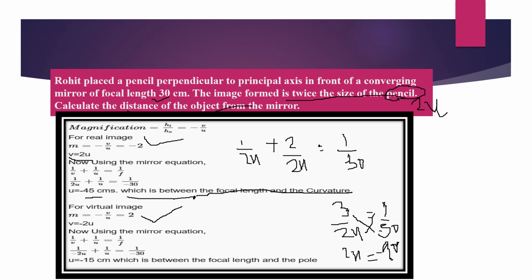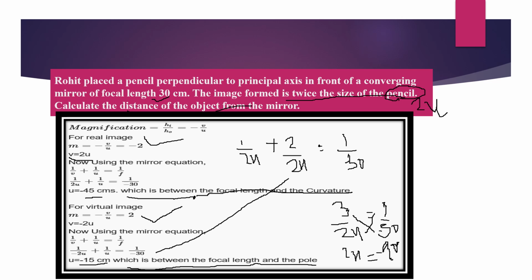So m is equal to minus v by u is equal to 2. So the negative sign is taken over to the other side. So V is equal to minus 2U. Now using the same mirror equation, what will be my V? 1 by minus 2U plus 1 by U, that will be equal to 1 by minus 30. So yeah, it's the same method I used over here. If you take an LCM, we'll get 1 by minus 30. So if you do all those simplifications, you'll get U is equal to minus 15 centimeter, which is in between the focal length and the pole. Right? So we got two kinds, that is for real image and for virtual image.